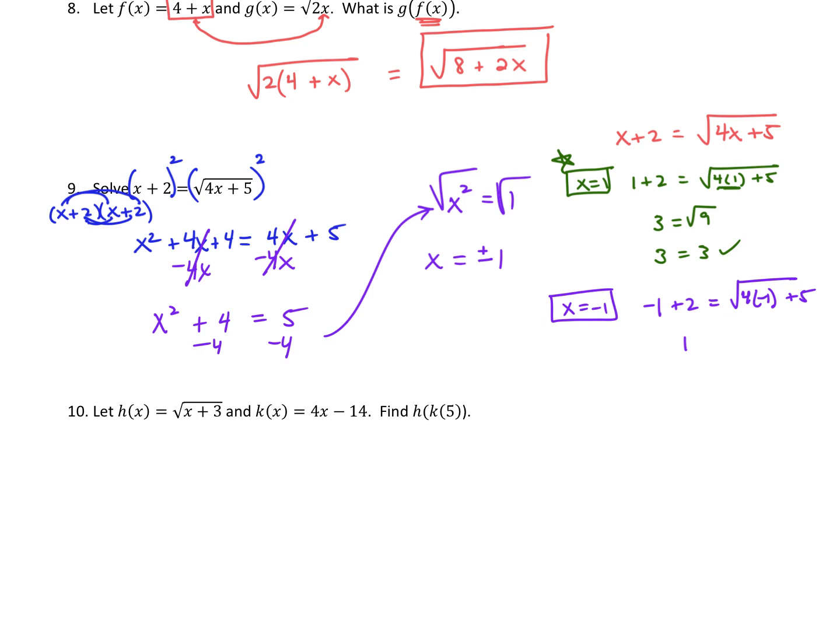Negative 1 plus 2 is 1, equals the square root of 4 times negative 1 is negative 4. Negative 4 plus 5 is 1. So we have 1 equals the square root of 1 is 1, and that one also worked out. So we do have two answers, positive and negative 1. They both worked out in our check.